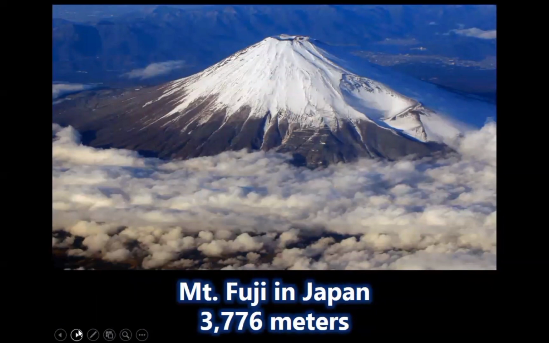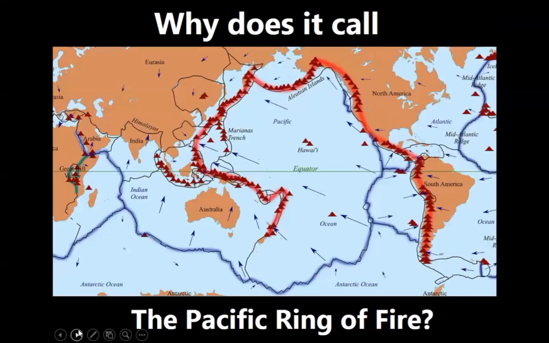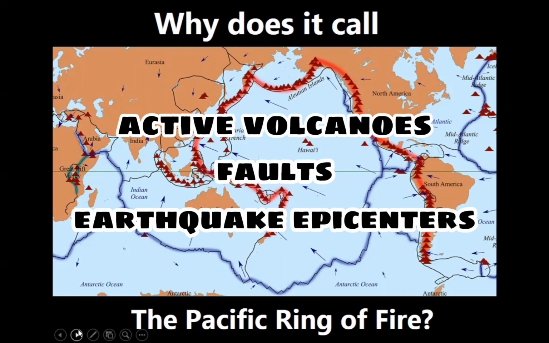Other notable volcanoes include Mount Fuji in Japan, which is an active volcano. It stands at 3,776 meters. And Mount St. Helens in Washington, which is known as the world's famous natural laboratory for the study of the Earth's processes and also nature's response to catastrophe. Why is this area called the Pacific Ring of Fire? That's because active volcanoes, faults, and earthquake epicenters almost surround the Pacific region.